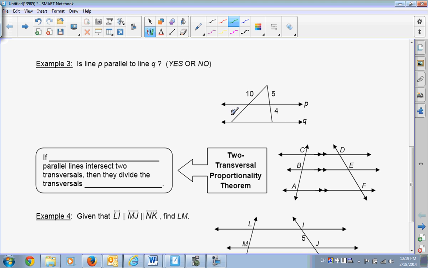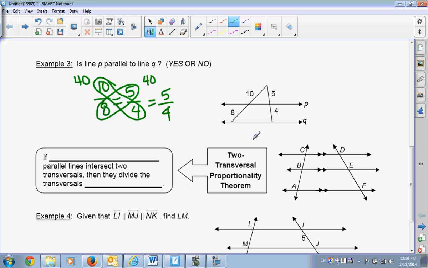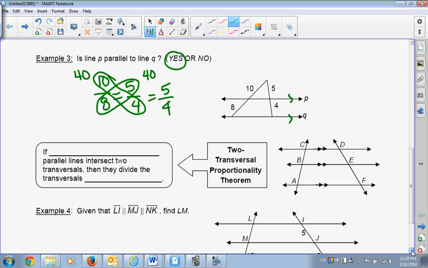So if we would set up 10 over 8, is that proportional to 5 over 4? Well, there's nothing to solve for, so we know if they're proportional by seeing, are these fractions equivalent? 8 times 5 is 40. 10 times 4 is 40, so they're both equivalent to 40, and if you were to reduce 10/8, it does equal 5/4. So yes, since the sides are proportional, the lines are parallel. So that is the triangle proportionality theorem.